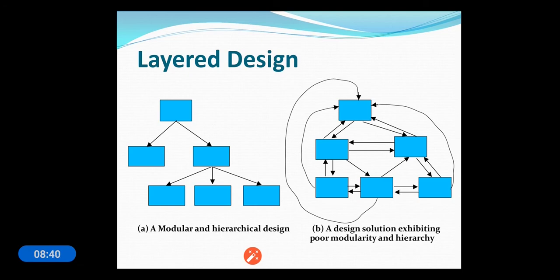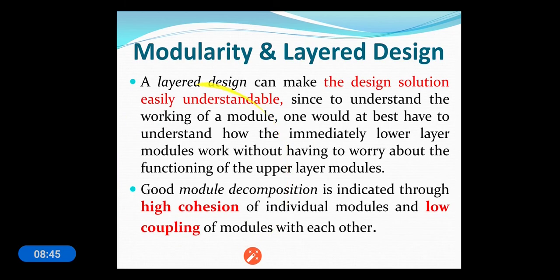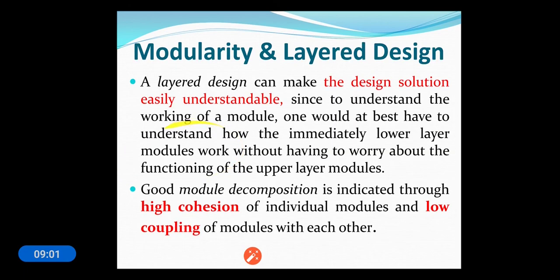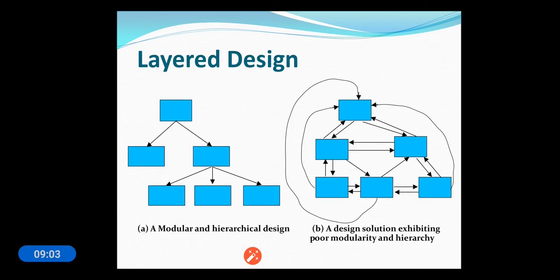So this is how a layered design is, a modular and hierarchical design. And this is a design solution which is exhibiting poor modularity and hierarchy. So here in the modular and hierarchical design, each and every module, that is the call relationships among those modules, are represented in a tree-like structure, and here the lower layer modules cannot make a call to the modules that are present in the higher layers. That means the lower layer modules are not aware of the presence of higher layer modules.